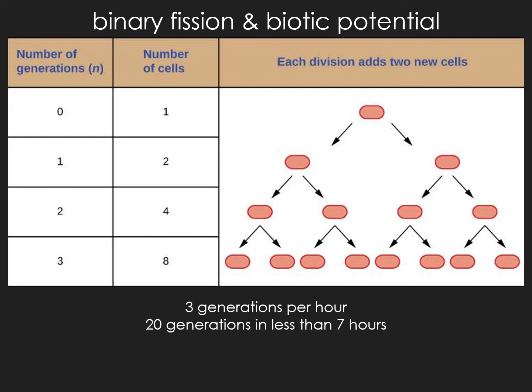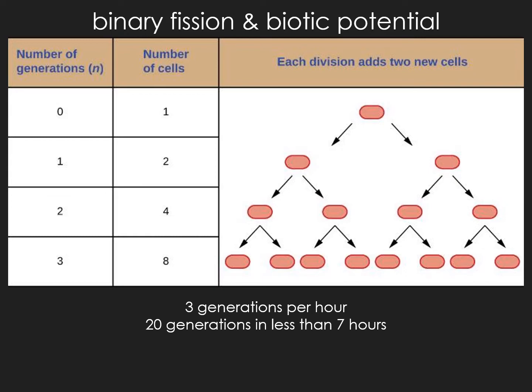Now, to look at something that's a little more routine, something like E. coli has a generation time of about 20 minutes. Now, that may seem like a lot less compared to Clostridium perfringens, but if an organism is capable of reproducing every 20 minutes, that means every hour they can undergo 3 rounds of binary fission, which means they can undergo 20 rounds of binary fission in less than 7 hours.